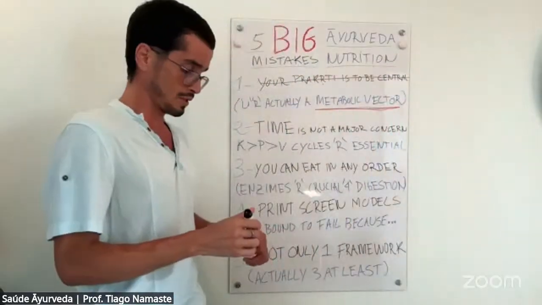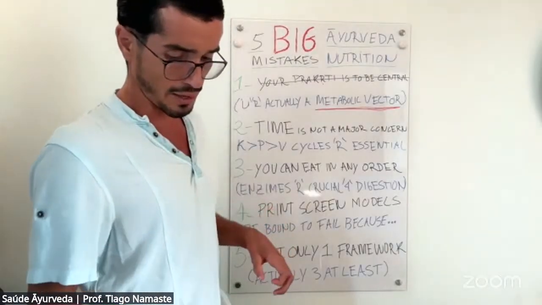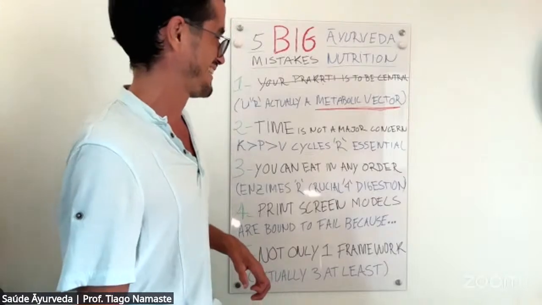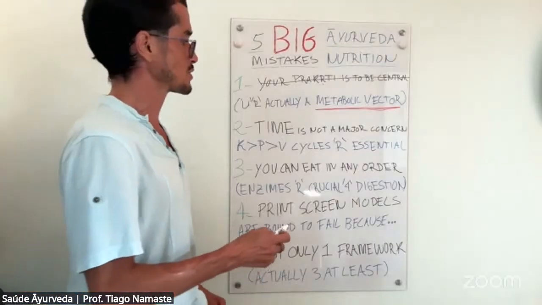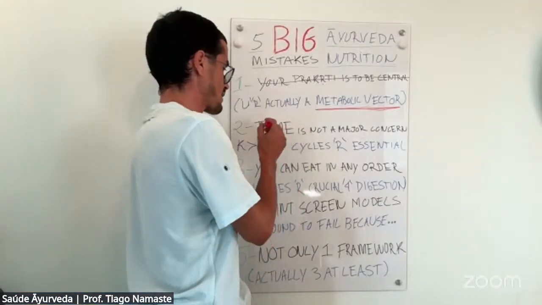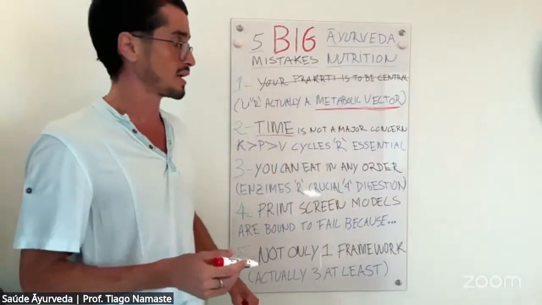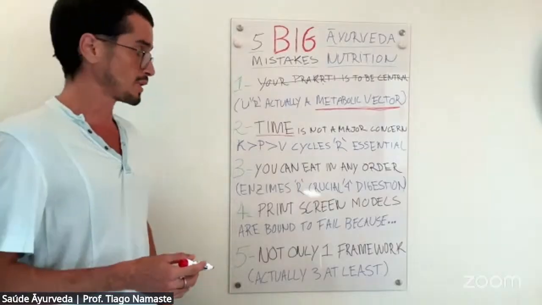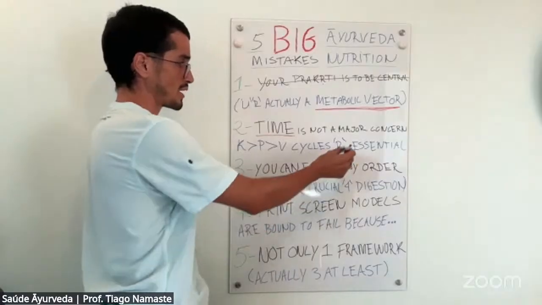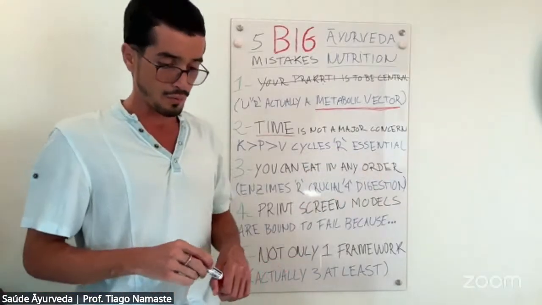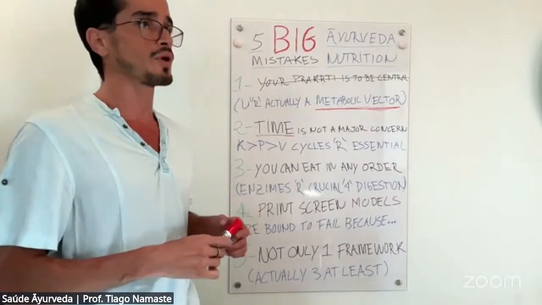Number two, time is a major concern in Ayurvedic nutrition, or should be. But in general, for Western nutrition, this is not a main concern. And mainly also among Ayurvedic practitioners, time is not necessarily a major concern. But for us, the kapha, pitta, vata cycles are essential to understand what time you can eat something without disturbing your metabolic balance.